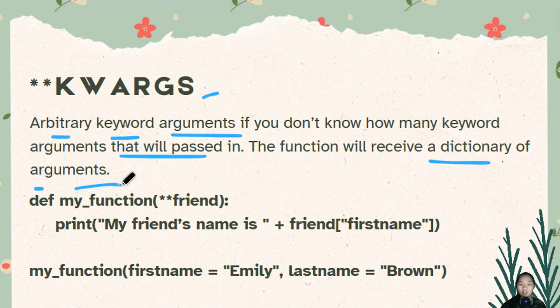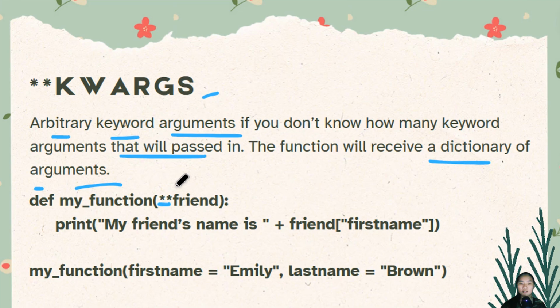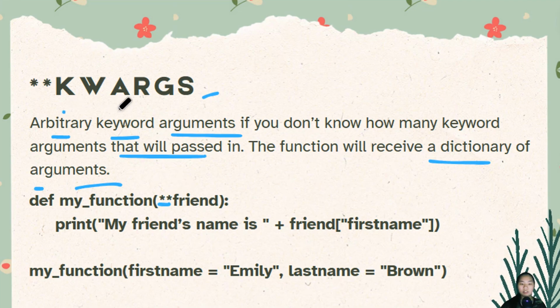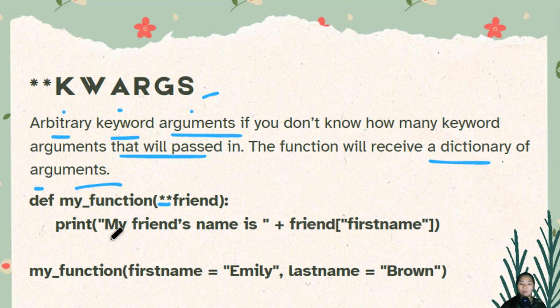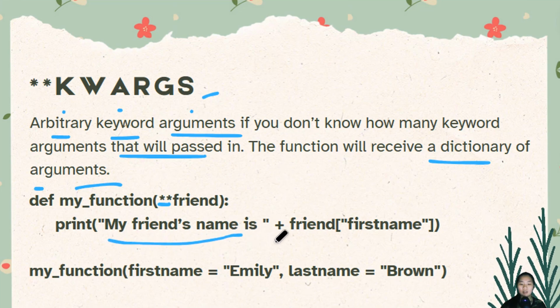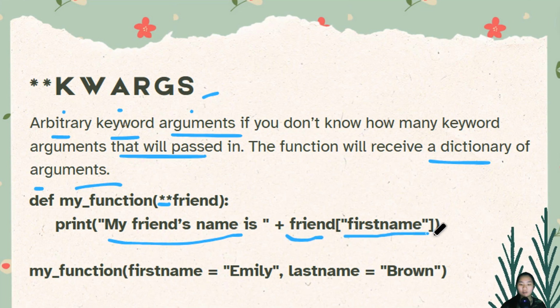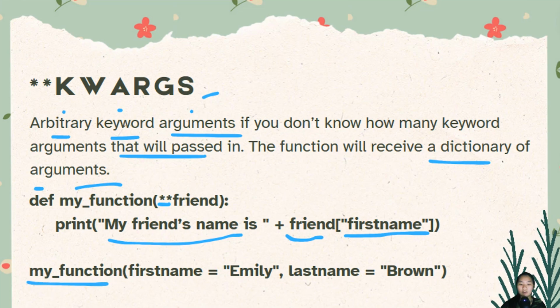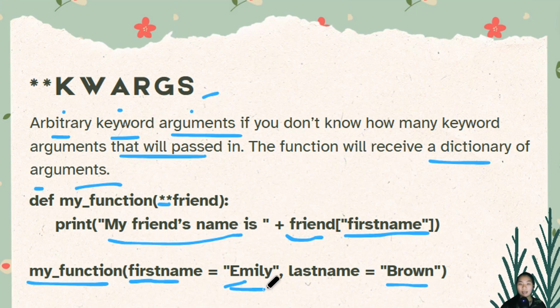We have def my function and then these two symbols. These are the symbols that tell Python, hey, this is an arbitrary keyword argument, all right? It's not just any sort of argument. Now, I want to print my friend's name is, but I don't know her name yet. So I'm going to pass in friend and first name. Now, when I call my function, I will give it the following information. First name is Emily, last name is Brown. So in all, this will return my friend's name is Emily.